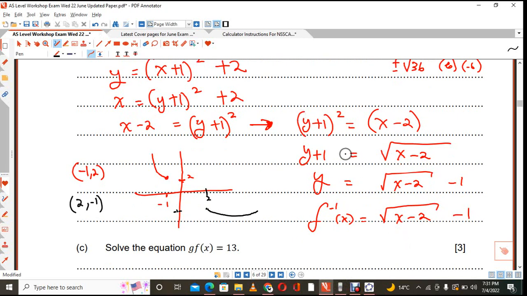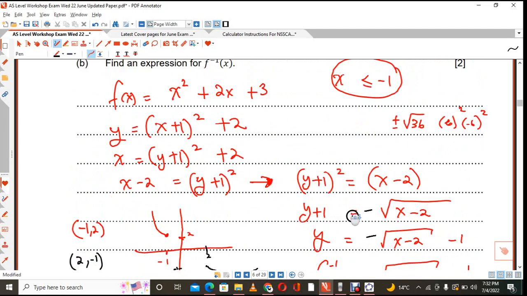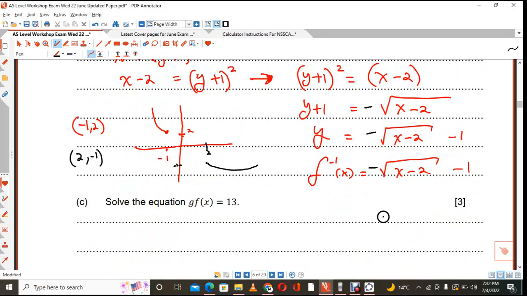So we will allow in the examination one sign error. If you put a positive, you will get one sign error, which means we'll allow that. But the correct one should be a negative here, in order to justify the domain that you had there. Okay, I hope you have done so much work on functions for you to understand this particular concept.